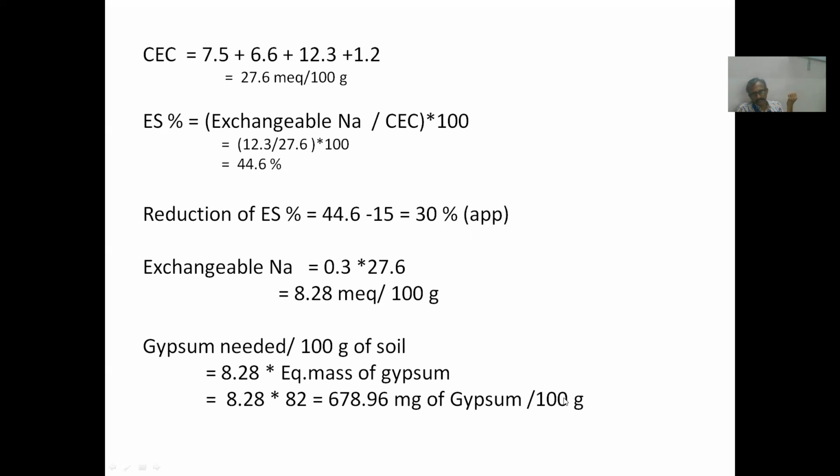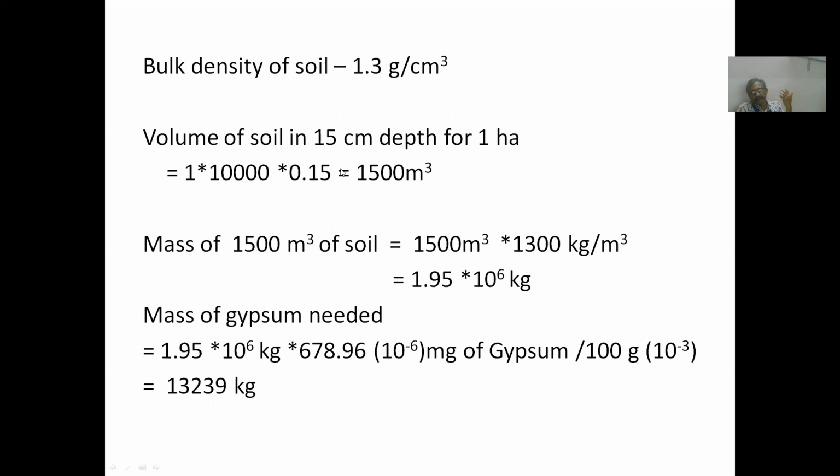Obviously, what we need to find out next is the mass of soil we are going to treat. The bulk density of soil is 1.3 grams per centimeter cube. The volume of soil in 15 centimeter depth for 1 hectare: 1 hectare converted into meter square, and 15 centimeter into meter, gives you 1500 meter cube of soil to be treated. A bulk density of 1.3 gram per centimeter cube means 1300 kg per meter cube.